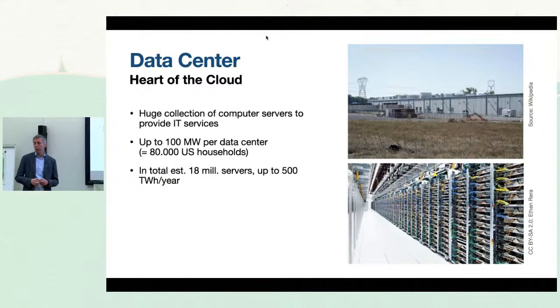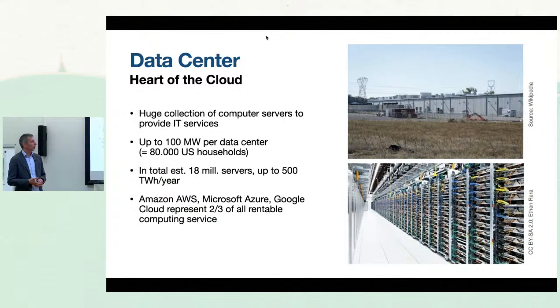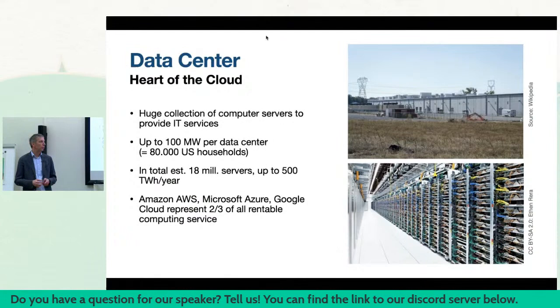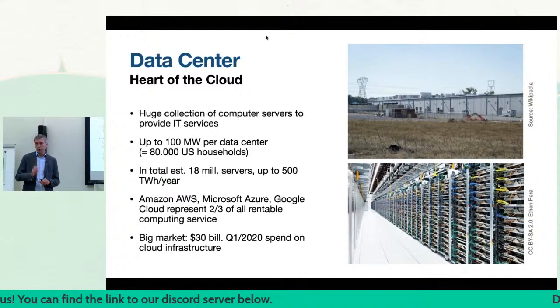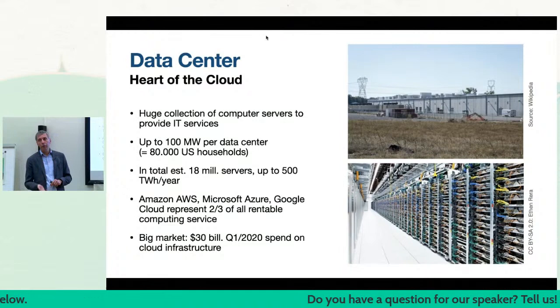So you could say, well, that's a big thing. Why do we need this? We should also know that the big three, Amazon, Microsoft, and Google, already represent two-thirds of all the rentable computing services available in the world. So this is a very big thing, and also a big market. In the first quarter of last year alone, 30 billion US dollars were spent on building this cloud infrastructure.